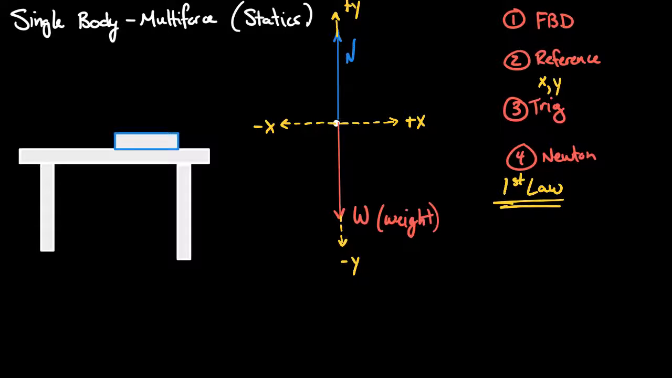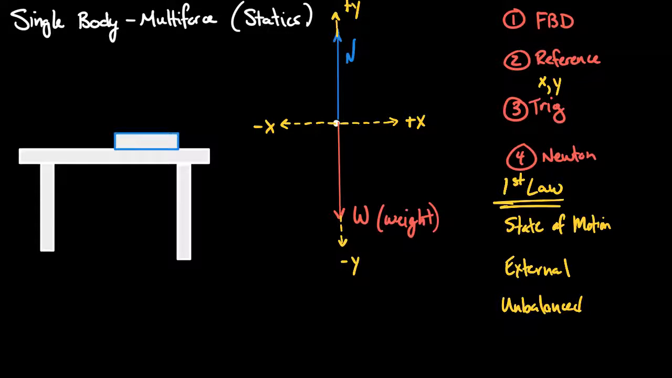An object will maintain its state of motion or state of rest unless acted on by an external, unbalanced force. So, state of motion. External. Unbalanced. Let's hit them all real fast.